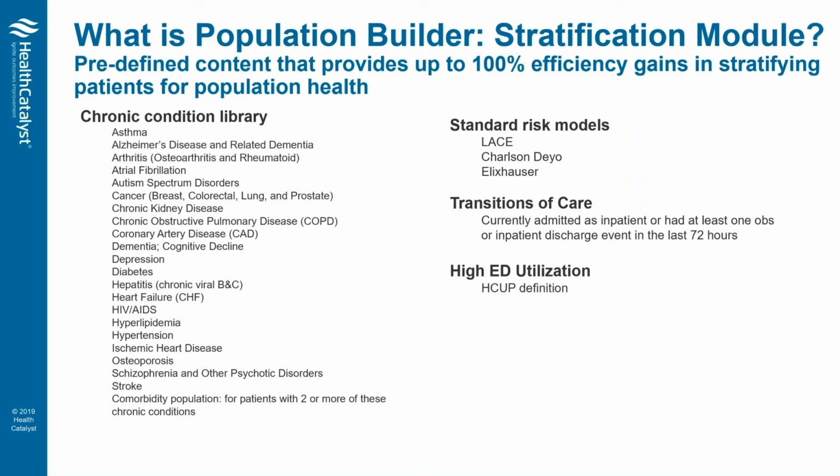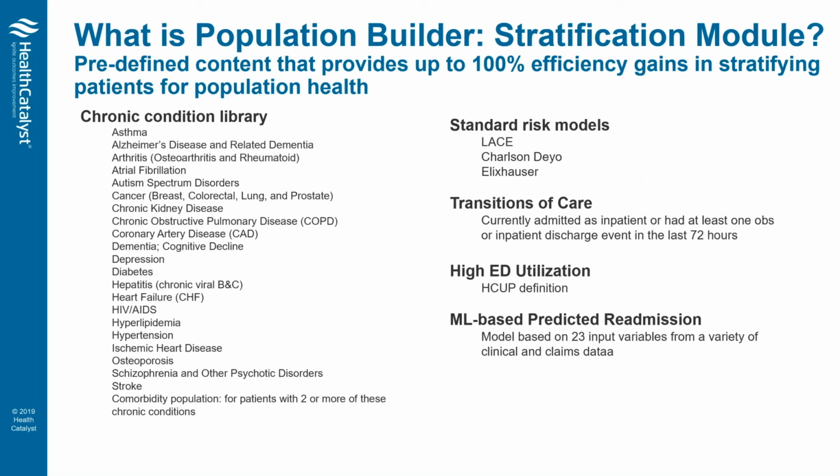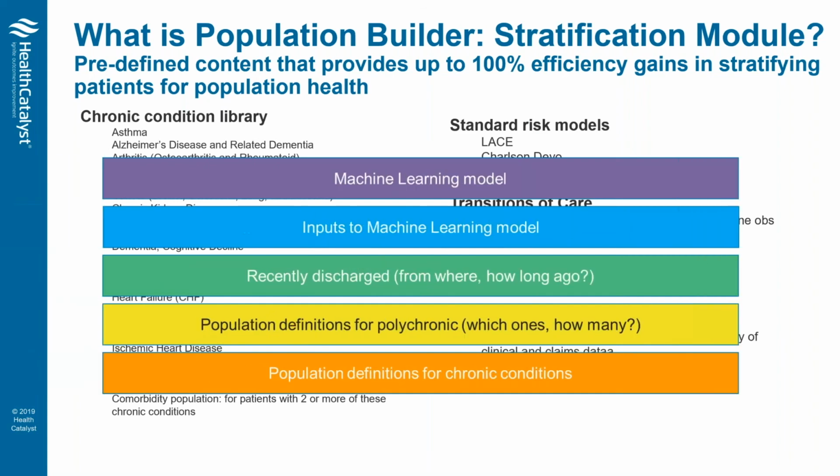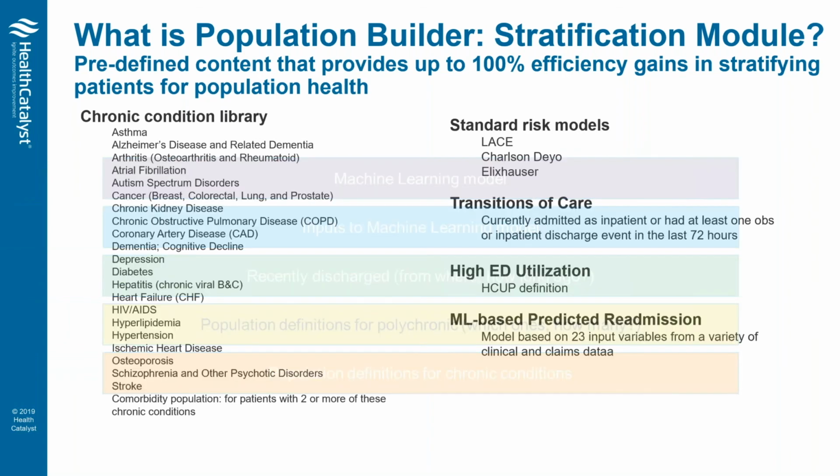And it looks at the different patient types and has different thresholds for different types of patients. And then finally, our machine learning based predicted readmission. So all of these now become component parts of a much more complex use case, but a lot easier to use. So all these different pieces that we talked about before are represented in this content library.